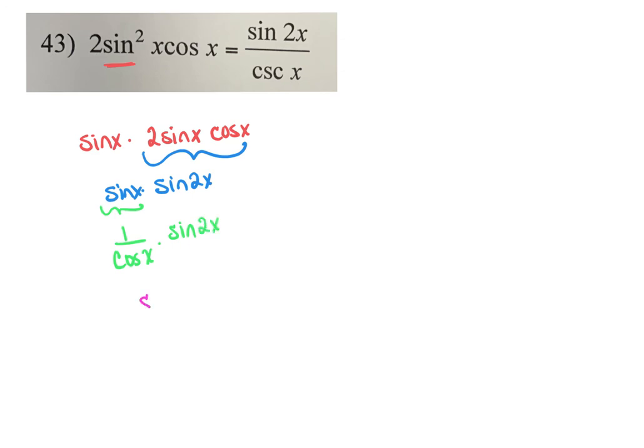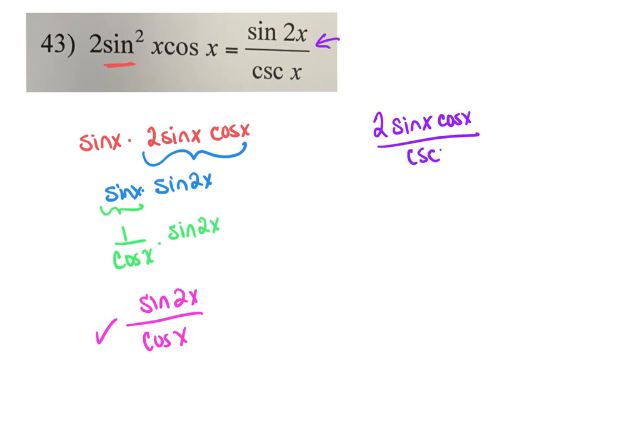And so I end up with sine of 2x over cosine of x, which is what I'm trying to do. Now, let's say you didn't see that. You can then look at the right-hand side. So let's say I took the right-hand side, I would rewrite this sine of 2x, and I would make it 2 sine of x cosine of x over cosecant of x.